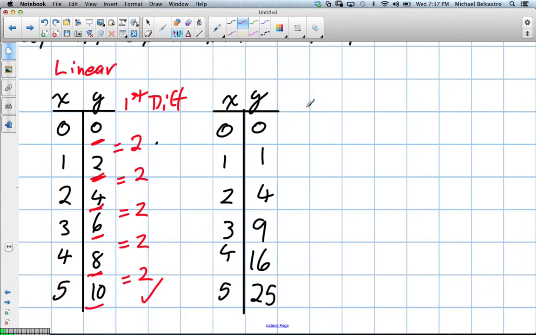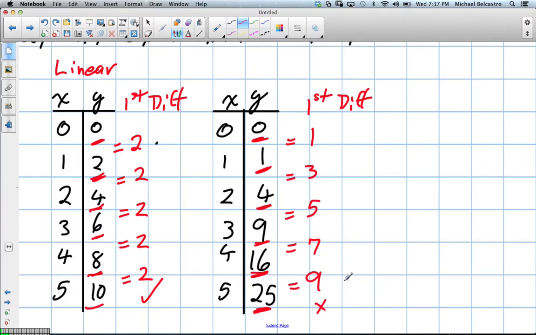Now we'll do first differences here. Subtract 1 from 0, what do we get? 1. We get 1. 4 from 1. 9 from 4. 16 from 9. 7. Yeah, and 25 from 16. 9. That's right. Are the first differences the same? No. So this is not linear.